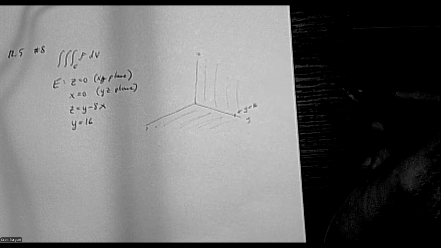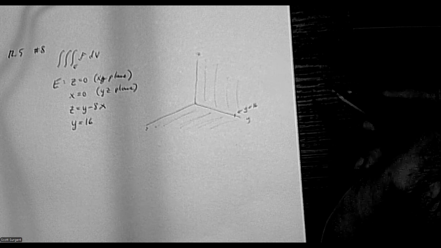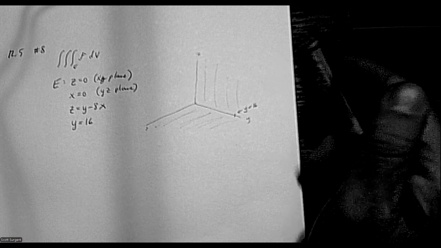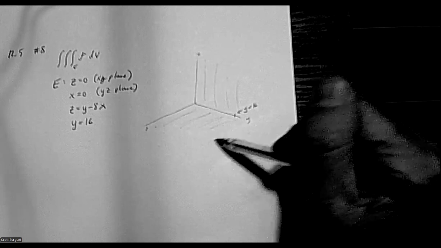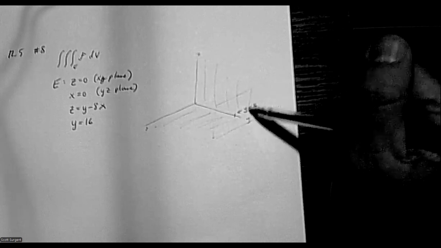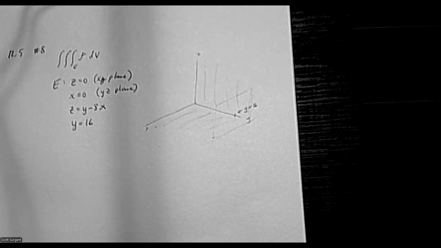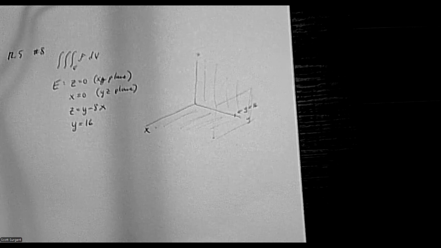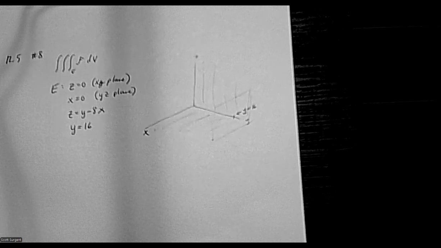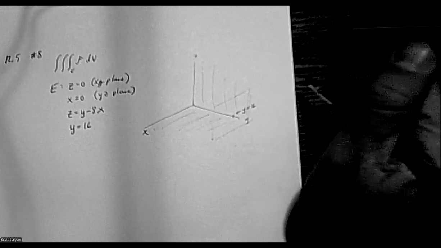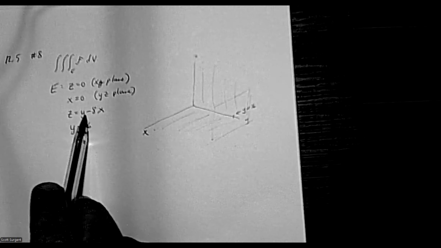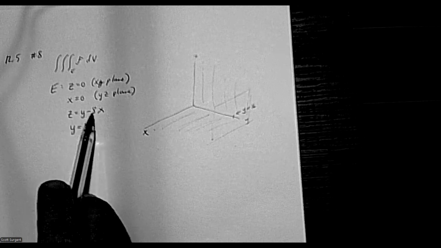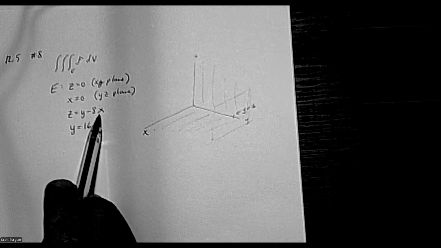Now it's not just a dot, it itself is a plane. It would be a plane that crosses through parallel to the XZ plane, the XZ plane being y equals 0. So y equals 16 is 16 units out. Now this guy here comes into play, and we need to figure out what this thing looks like: z equals y minus 8x.